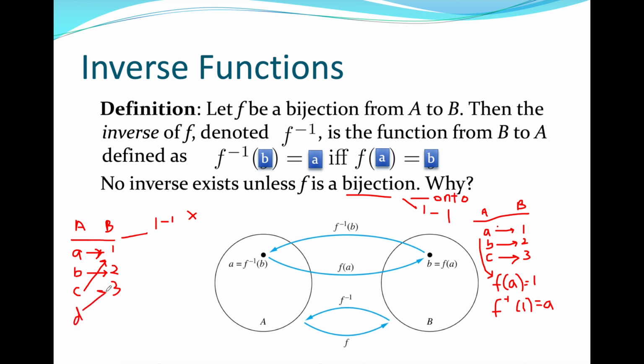It is not one-to-one, but it is onto. Let's say in this case it is not a bijection but it is onto. So if, let's say, I write it in this form, f(a) equal to 1 and f(c) is equal to 1. What will I get if I inverse the function?